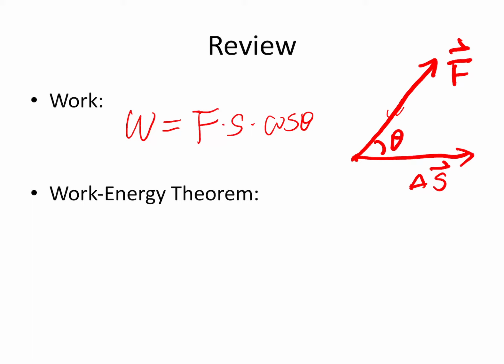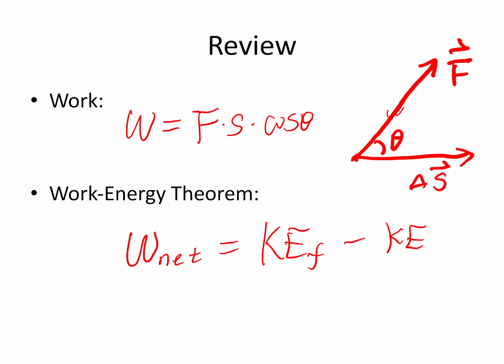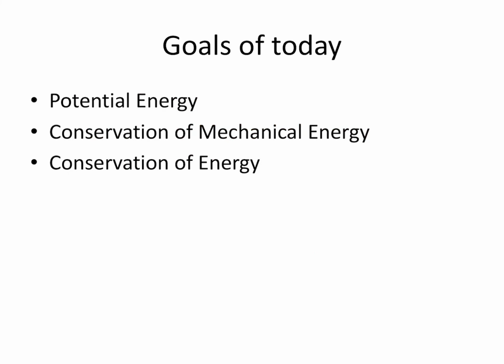And then we have the work energy theorem. So if you find out all the work done on the object, this net work would equal the change of kinetic energy of the object. So basically that's what we learned in the last chapter: how to calculate the work, and then the work energy theorem. We're going to use the work energy theorem in this chapter too, so pay attention.